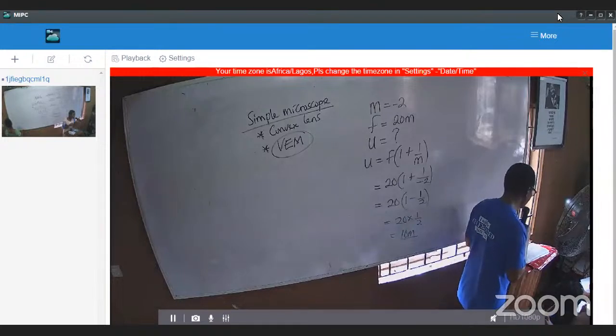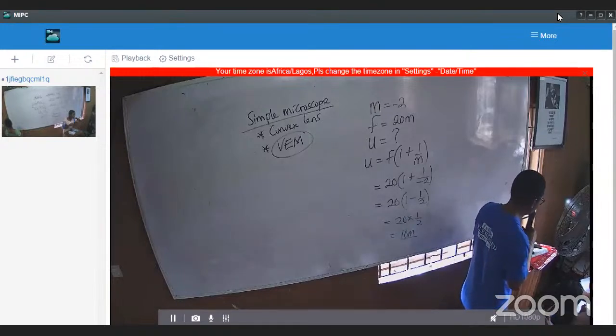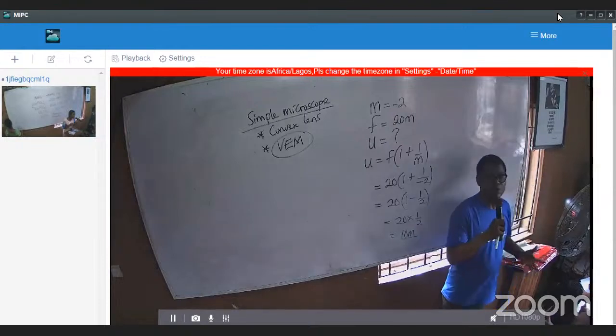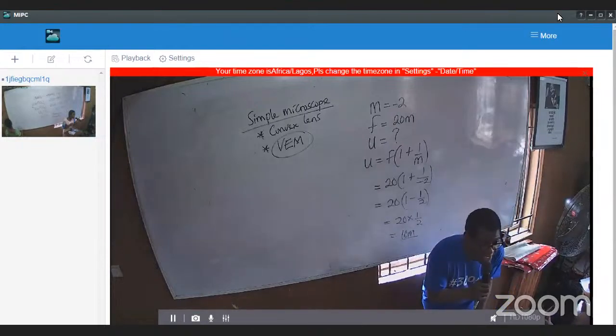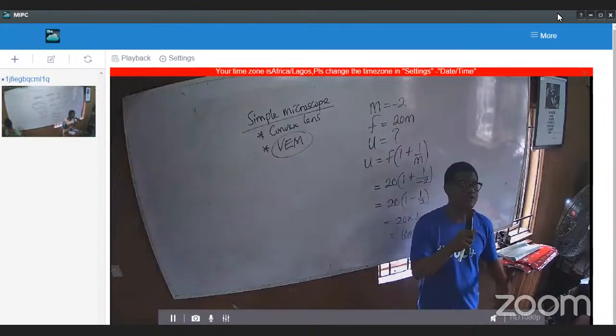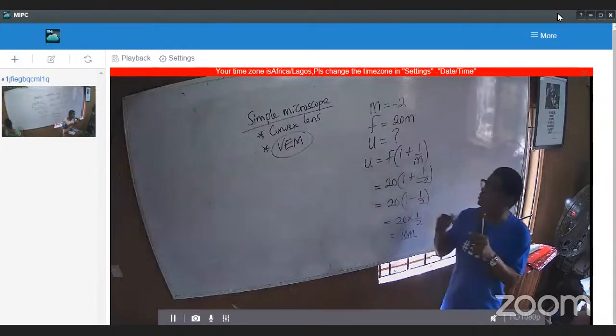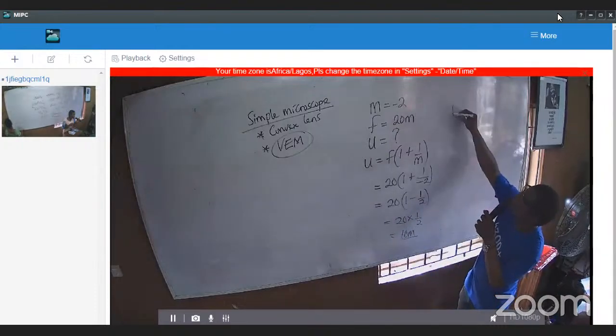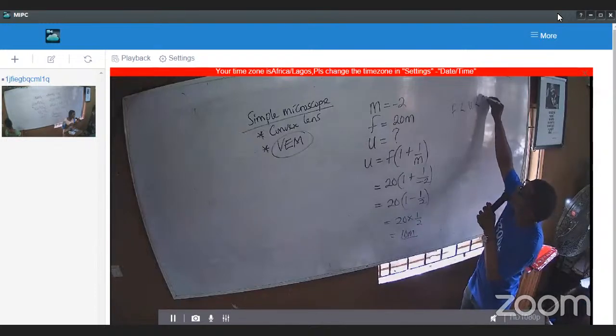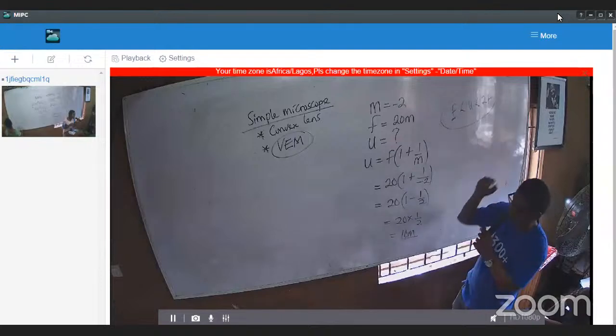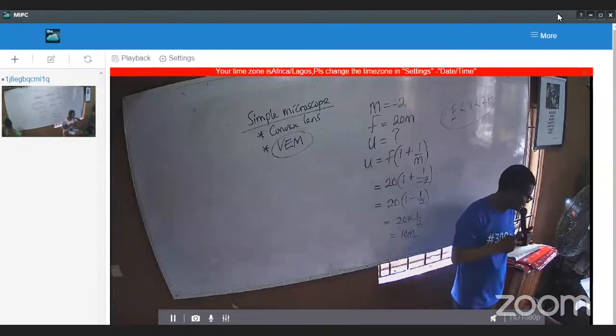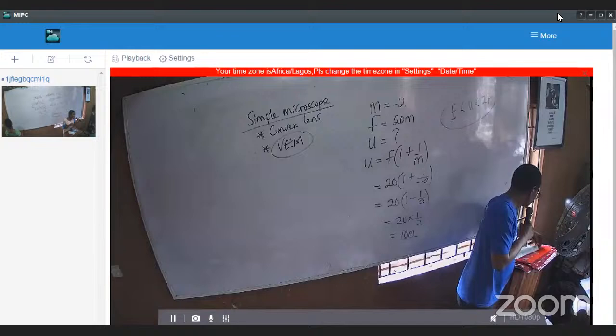Now, what's the answer? Check your notes. I gave it today as a question. I even gave it in the notes. F is less than U, less than 2F. It must be between the focus and the center of curvature. The answer is C. All this is in your notes.